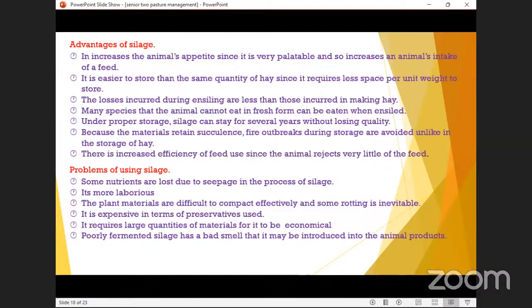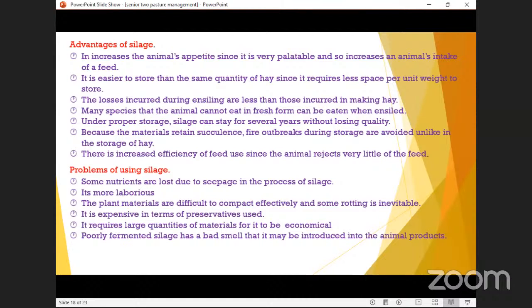Thus, losses incurred during ensiling or when they are putting it inside the silo are less than those incurred in making hay. There are many losses found when they are making hay, when you chop up some parts, when you are transporting. So all those damages and losses affect the quality. Many species that the animal cannot eat in fresh form can be eaten in silage form.